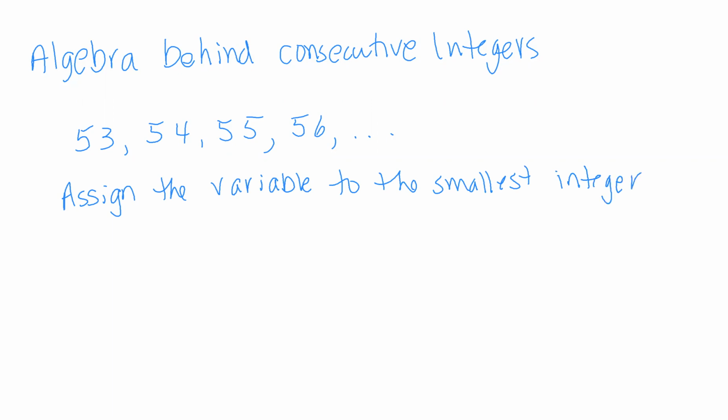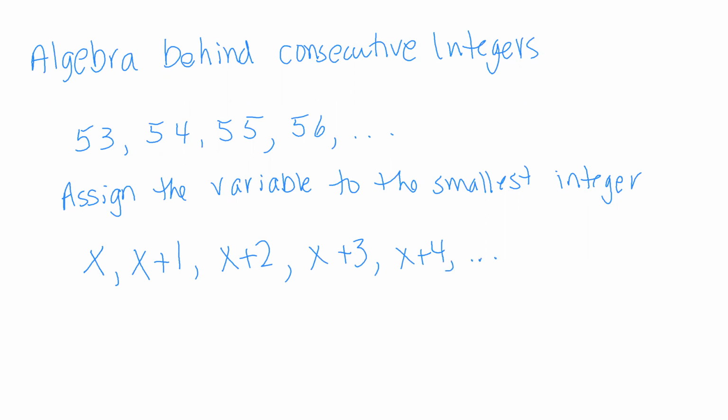Okay, so let's say 53 is x. Well, the next integer in line is going to be 1 more than x. So x plus 1. And then the next integer is going to be 1 more than that. So it's going to be the original x plus 1 again, x plus 2, and then x plus 3, x plus 4, and so on.